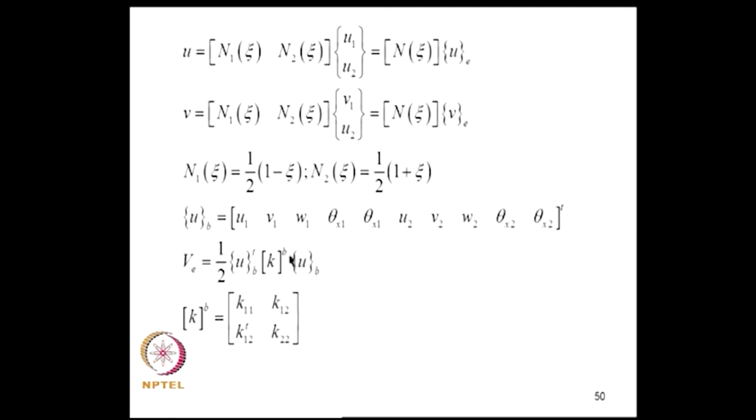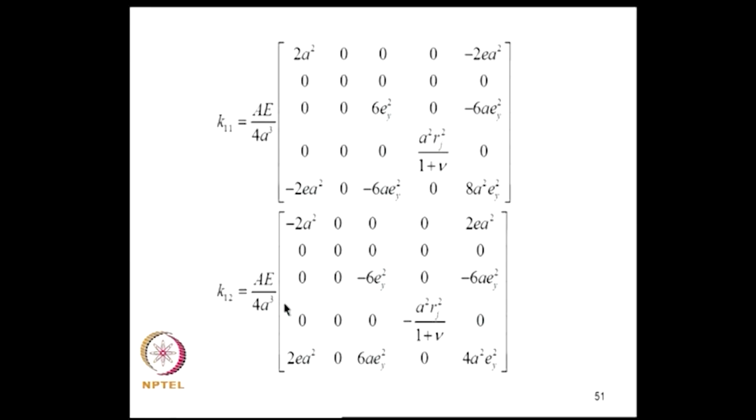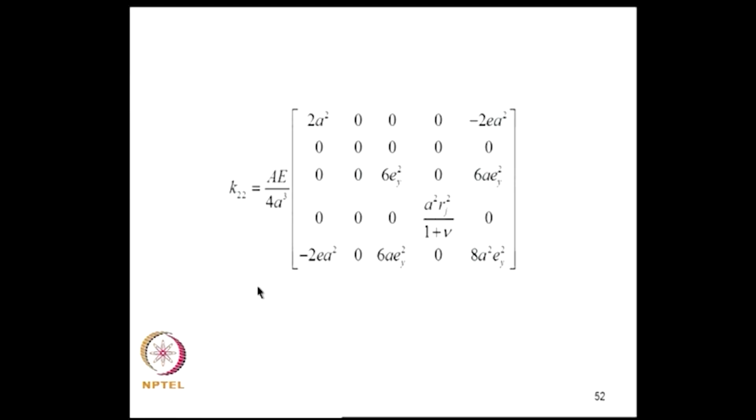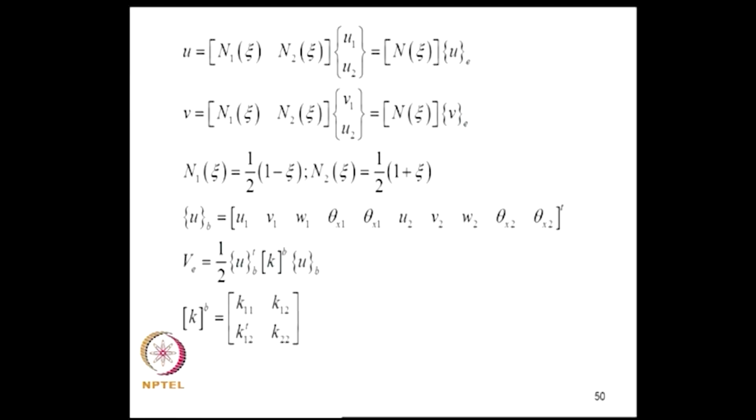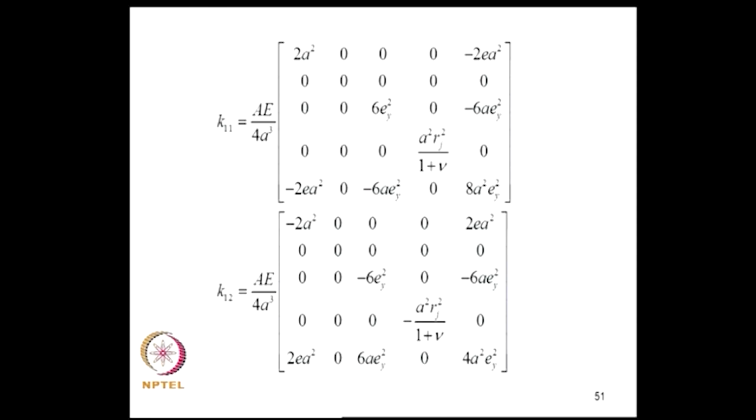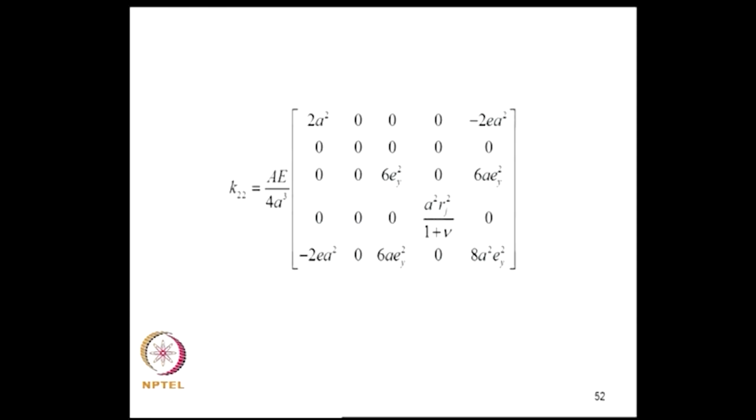Stiffness matrix is again given in this form, U transpose KB UB, and this is assembled in a form K11, K12 and K22, each one a 5 by 5 matrix as shown here. All these details need to be worked out, and I leave that as an exercise. This is K22.